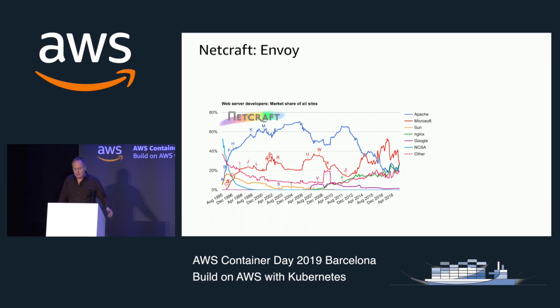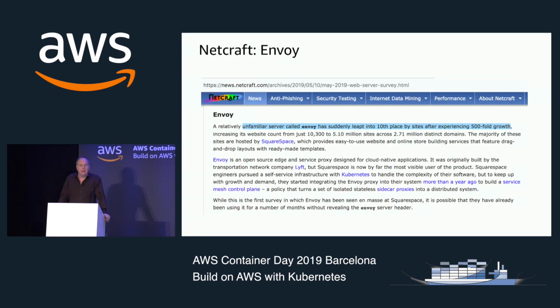They give you statistics like this, and you can see the blue line is Apache, if you can't read it. It goes up and down a little bit, and Apache is going down for some reason right now. But for the first time, actually, Envoy showed up in the statistics.